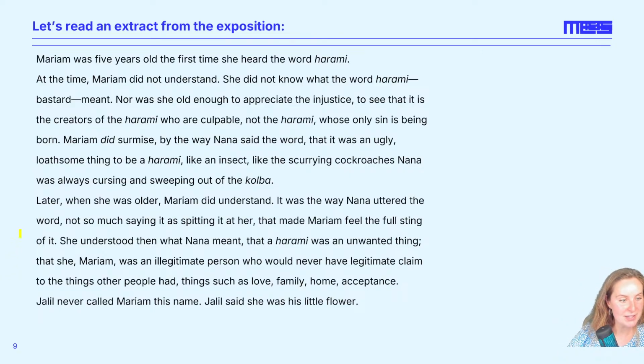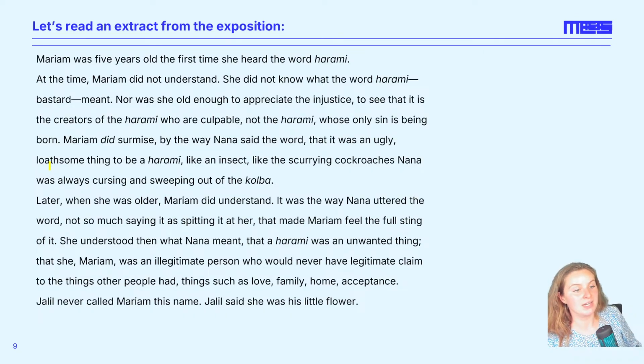Okay, so if anyone would like to enter into the chat, you're welcome to keep doing that as we go, but I'm going to sort of narrate what I would be thinking as an A-level student and an A-level teacher going into this extract. I can see some more people popping into the chat, so let's look at that first. So what does the word kolba mean? Kolba is a Farsi word for a shack. So Nana and Mariam live in a shack in the countryside outside of Herat, which is, we will see why in the next extract. And Iris, the contrast of love, family, home and acceptance to feeling unwanted.